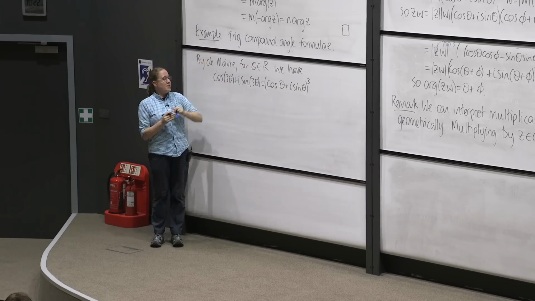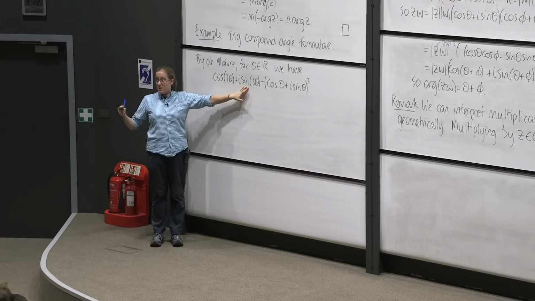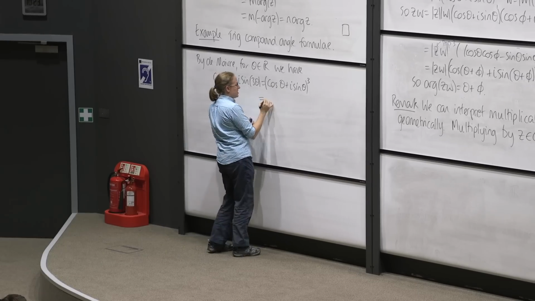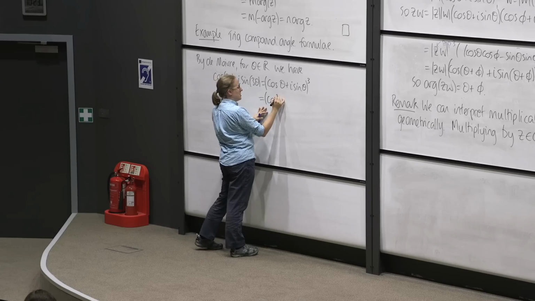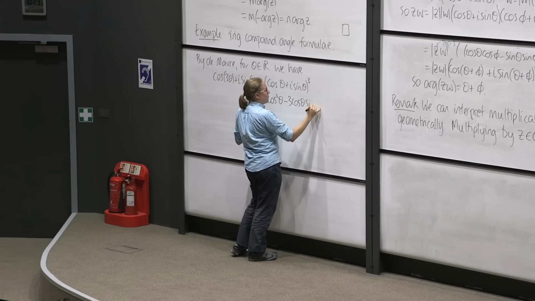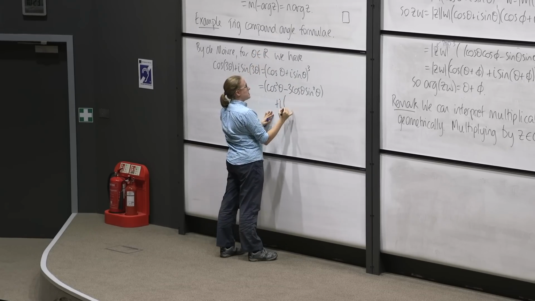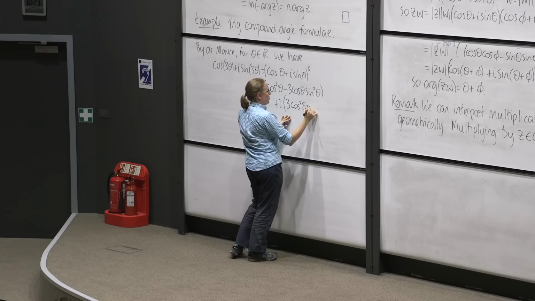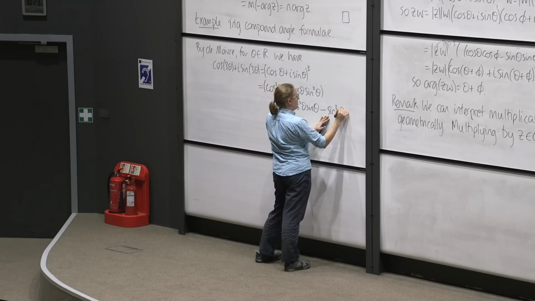My goal here is to find some nice formula for cos of 3 theta in terms of cos theta, and for sine of 3 theta in terms of sine theta. So I'm going to expand this out. So this is the binomial theorem and tidying up. And I think I'm going to get cos cubed theta minus 3 cos theta sine squared theta plus i times 3 cos squared theta sine theta minus sine cubed theta.